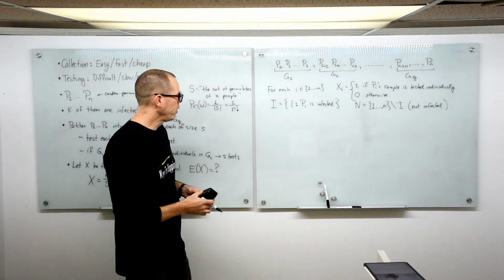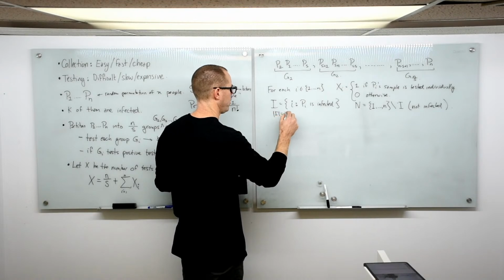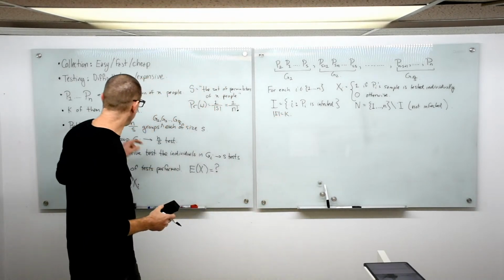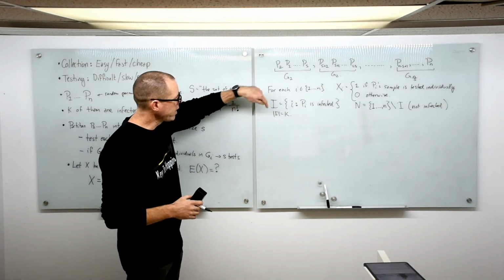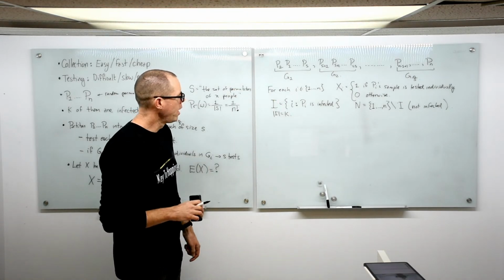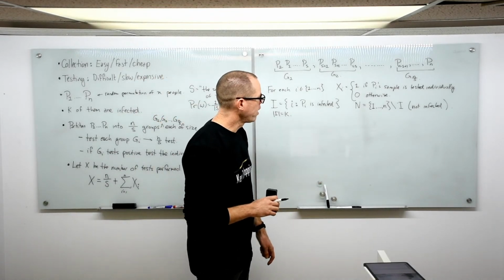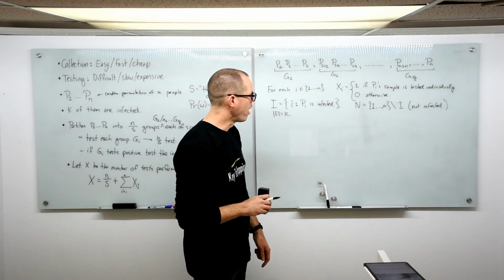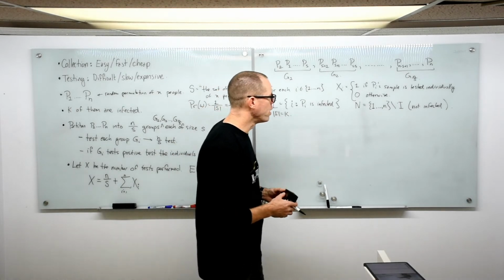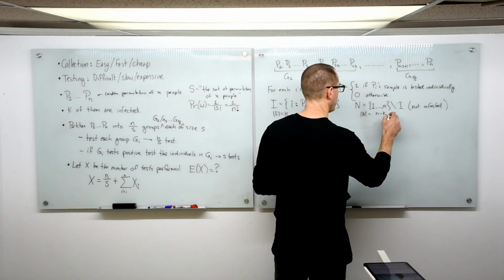In the problem statement, it says we have K infected people. So I is just going to capture those indices, the people who are infected, and N is going to capture the indices of the people who are not infected. There's K of these ones, and therefore there's N minus K of these ones.